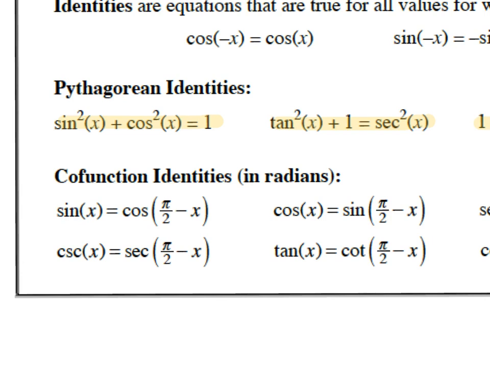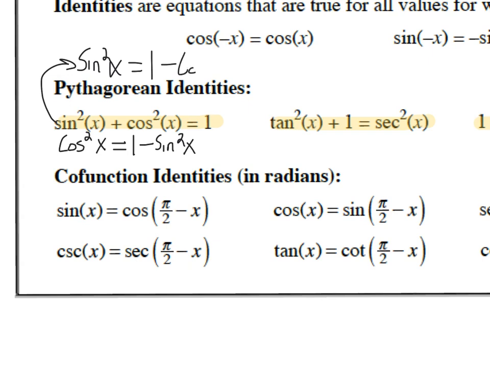But if you were to subtract a sine squared from both sides, you would have cosine squared x equaling 1 minus sine squared x. Or if I subtract a cosine squared from both sides, sine squared x equals 1 minus cosine squared x.